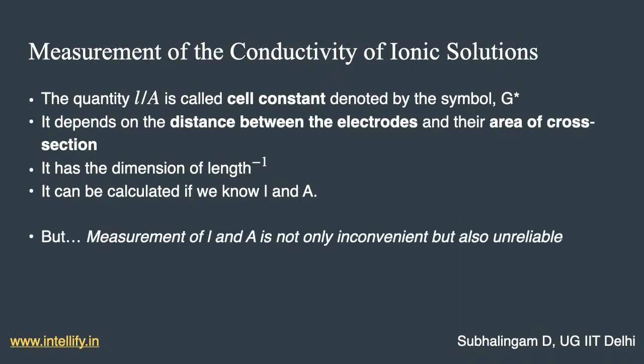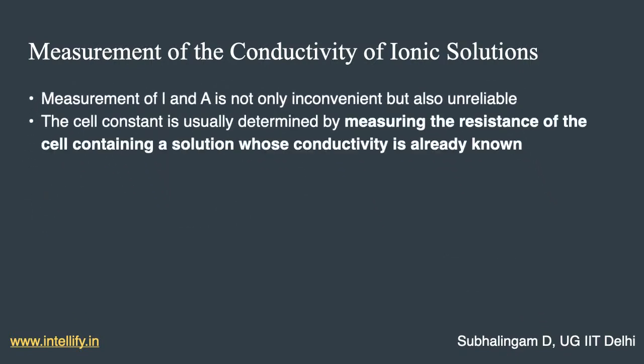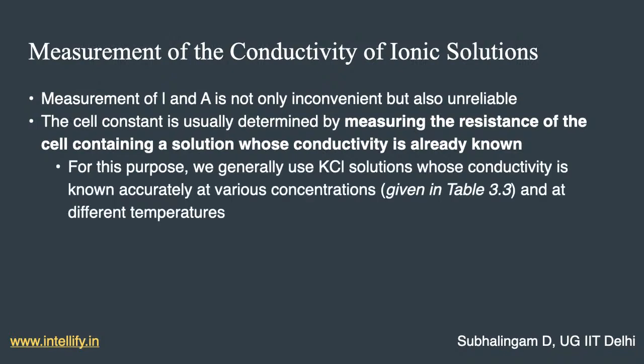But measurement of L and A is not only inconsistent but also unreliable. So what can we do? Let's see. The cell constant is usually determined by measuring the resistance of the cell containing a solution whose conductivity is already known.